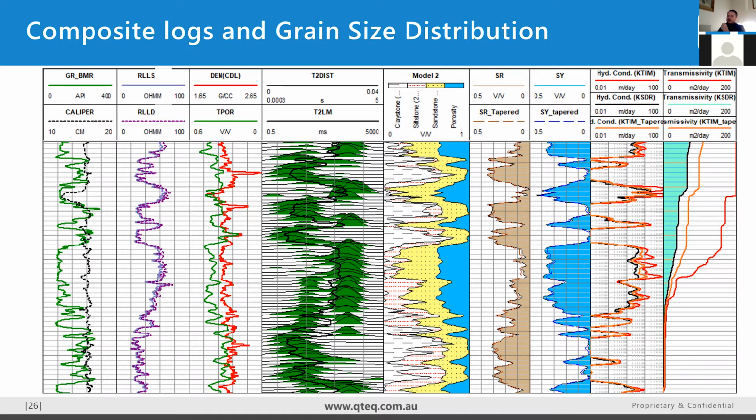And this supports our qualitative model that we did earlier, where we said a low gamma ray is our sands, and we see a high volume of sand in those places. And then high gamma ray is our clays and our shales, and we see a high volume of clay and shale, and a low effective porosity because all of the water is bound up within that matrix and within the small pore structure.